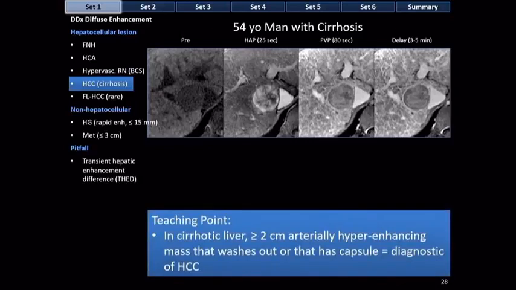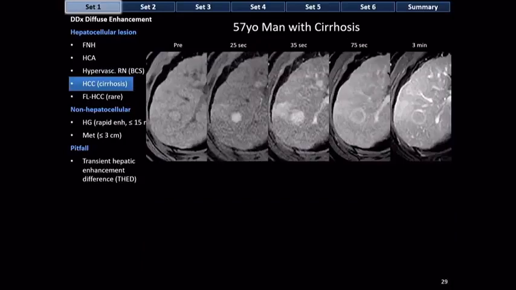In the cirrhotic liver, a more than 2 centimeter arterial hyperenhancing mass that washes out or that has capsule, or both, is diagnostic of HCC. Biopsy is not needed to confirm the diagnosis. Biopsy might be needed if you want to do histologic characterization. Okay, what about this lesion over here?